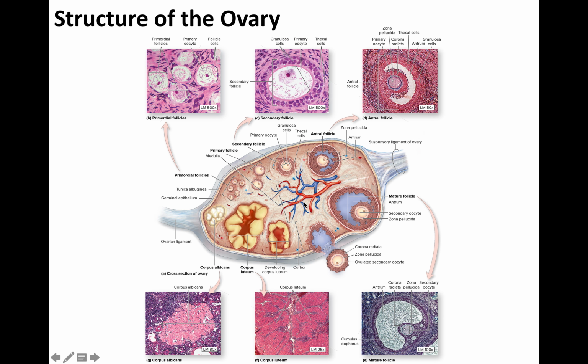But here is that whole process. So in the cortex, at birth, a girl is going to have 1 million of these primordial follicles, or these beginning follicles. So that means they've gone through the process of mitosis, they've increased in number, and then they start to go through meiosis, but they get stalled, so they stop meiosis.